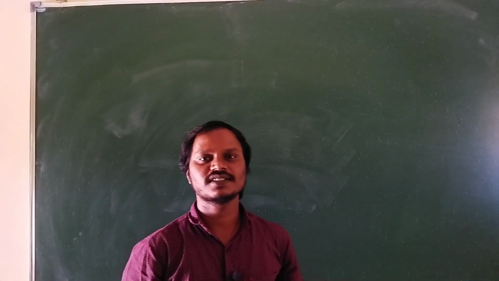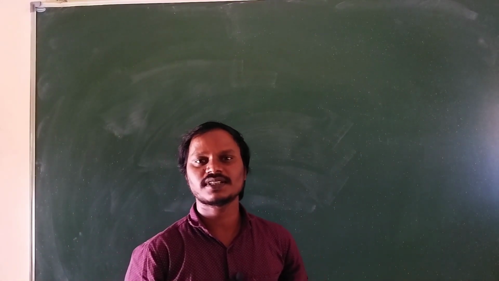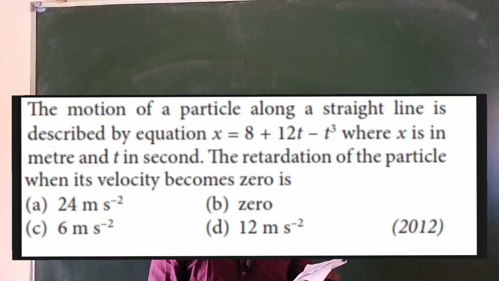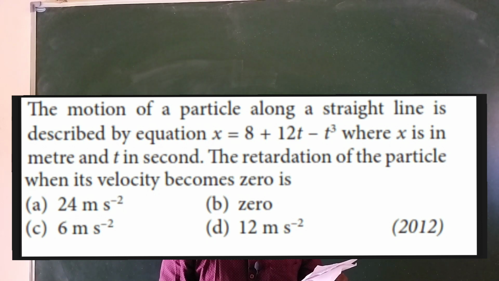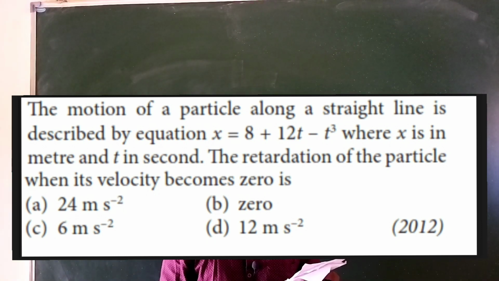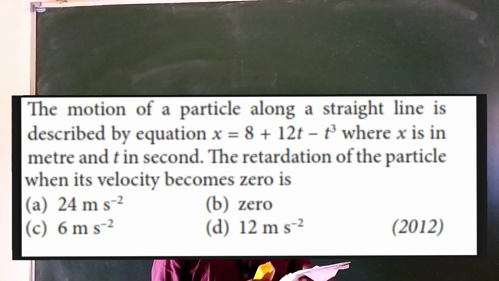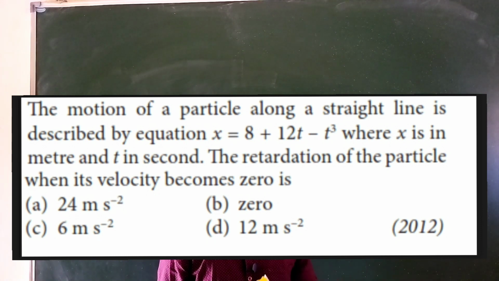Good evening, students. In today's class, I am going to solve the questions related to motion in a straight line. What is the question? The motion of a particle along a straight line is described by the equation x = 8 + 12t - t^3, where x is in meters and t is in seconds. Then the retardation of the particle when its velocity becomes 0.